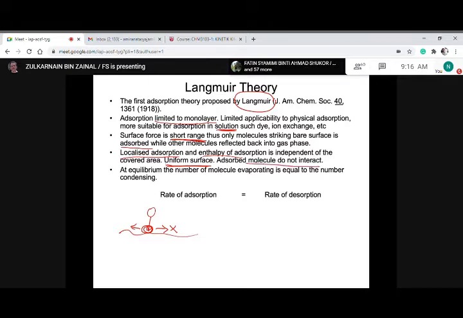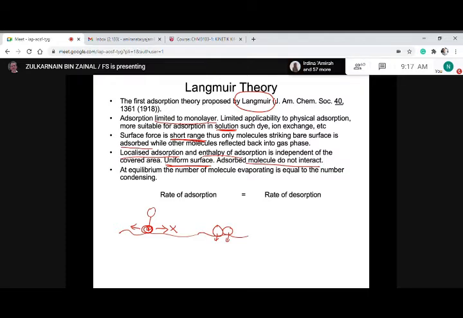For example, if we have two molecules adsorbed side by side, the molecule only interacts with the surface, not with each other, right? The adsorption occurs only on the surface, and the molecule beside this molecule will not affect the adsorption on the surface, right?